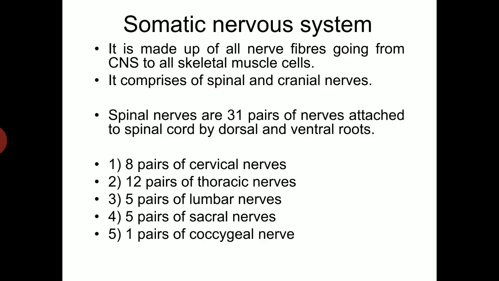Somatic nervous system, as we know, is made up of spinal and cranial nerves. So first, spinal nerves. Spinal nerves are 31 pairs, which are attached with the spinal cord by dorsal and ventral roots. So 8 pairs of cervical nerves are there. They are called cervical nerves because they originate from the cervical part of spinal cord. Likewise, 12 pairs of thoracic nerves, then 5 pairs of lumbar nerves, 5 pairs of sacral nerves, and 1 pair of coccygeal nerves. So they originate from different areas of the spinal cord.